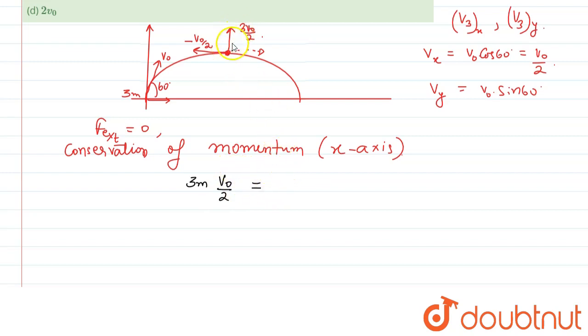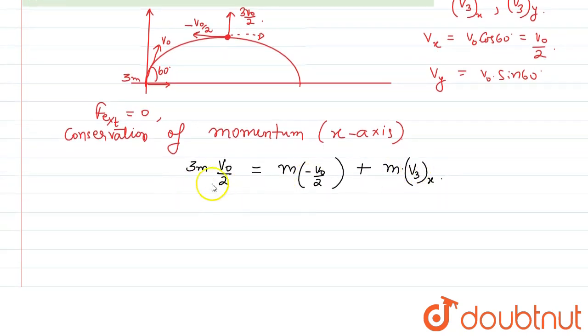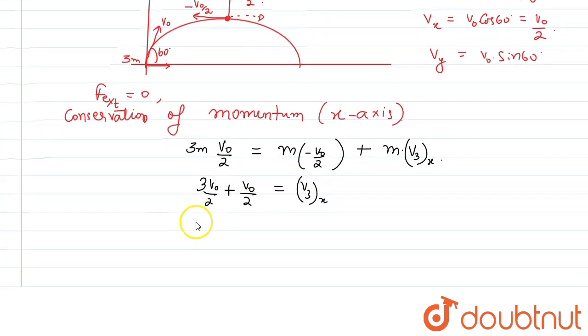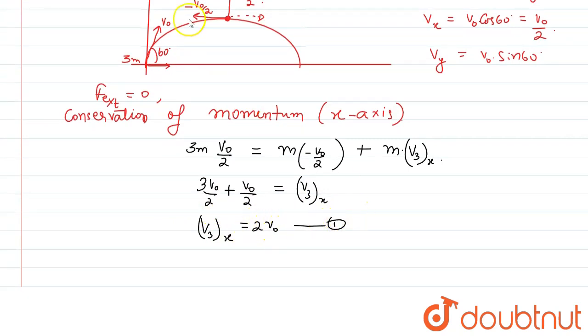Since the second particle is moving along y, we will not take it into consideration, but one particle is moving horizontally in the left direction, so it will be m into minus v0 by 2 plus m into velocity of third particle along x direction. Here we can cut m from both sides and we get 3v0 by 2 plus v0 by 2 is equal to v3 along x, and solving this gives us v3 along x as 2v0. That is the first equation.